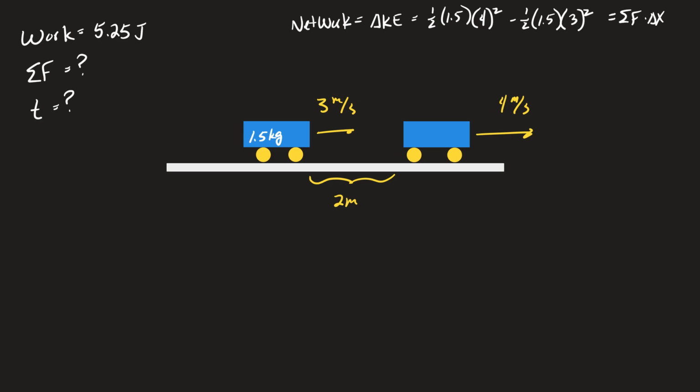So net force times displacement equals net work. So divide 5.25 by 2. And what's that number again? 2.625 newtons. Excellent. And I have to roll one more time.